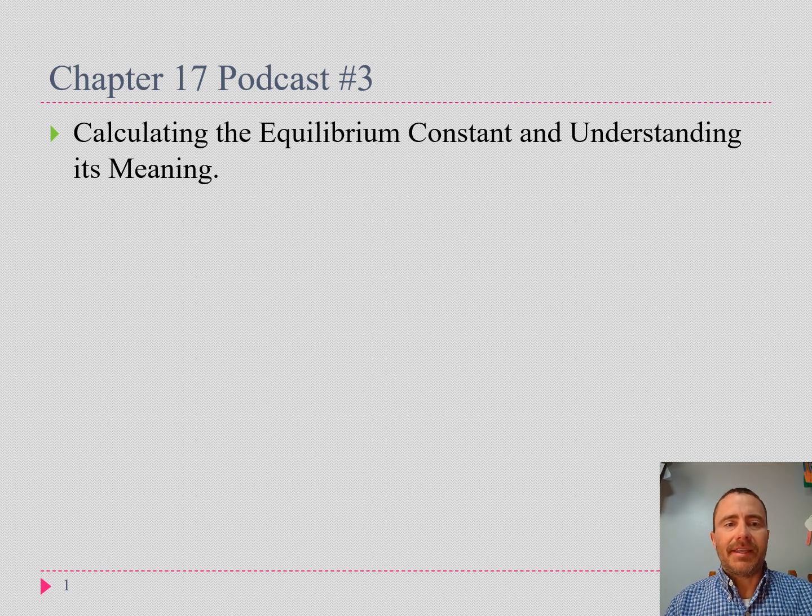Well, welcome everybody to podcast number 3, where we're going to calculate the equilibrium constant, and we're going to start to get an understanding for what it actually means. Right now we know it's products divided by reactants, but what does a big value for K mean versus a small value? What does this actually stand for, since it doesn't have any units? We're going to figure that out in this podcast.